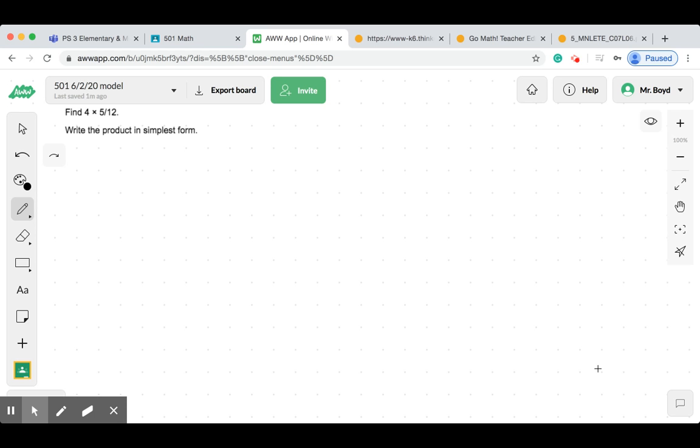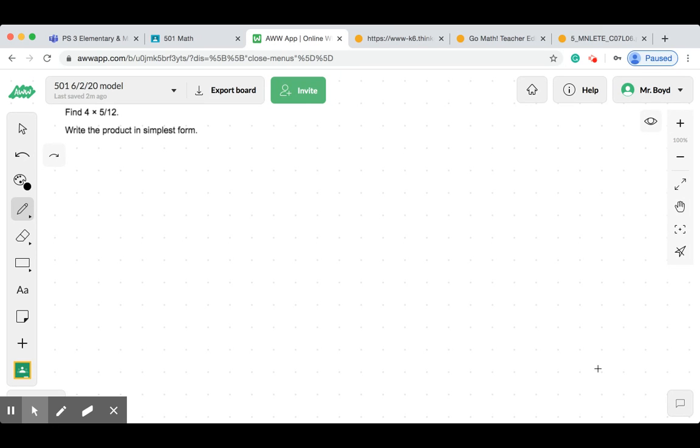Good morning, fifth grade. Today we are going to multiply fractions. So, our first example says find 4 times 5/12. Write the product in simplest form. So, the first thing we're going to do is multiply, then we will change it to simplest form.